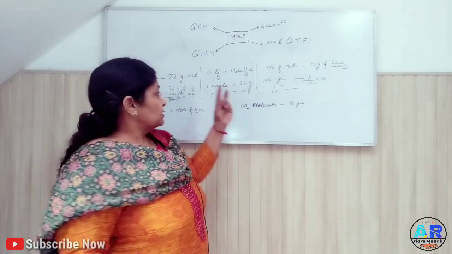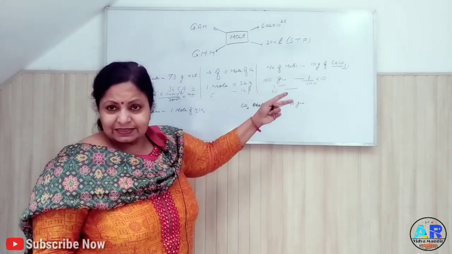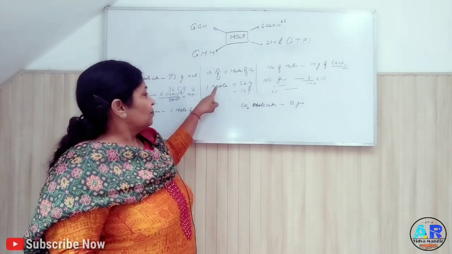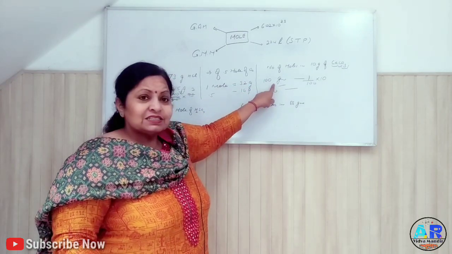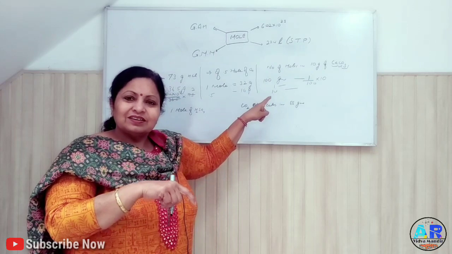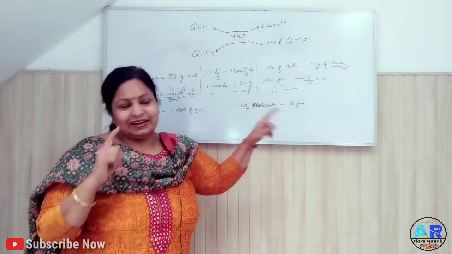See students, these are two opposite numericals. In this numerical, moles are given, mass is to be found. In this, mass is given, number of moles we are to find.